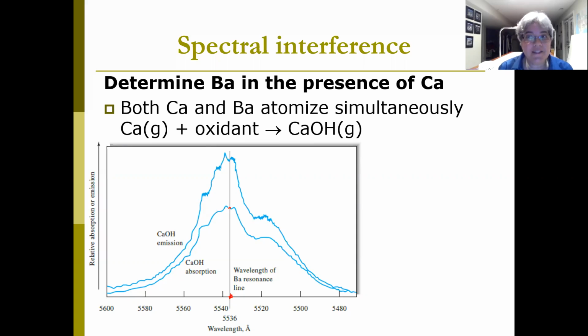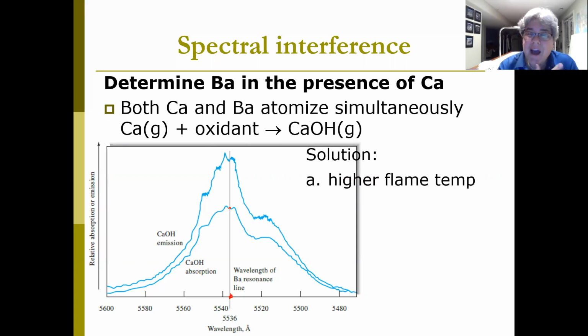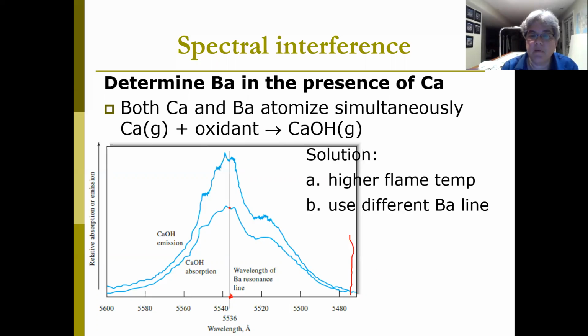So if you have this kind of interference, there are three things you can try. The first thing is try a higher flame temperature. Maybe you can make the calcium hydroxide break up so it's not there. Second thing, find a different barium line that is outside of this. If you can find a barium line over here where the calcium hydroxide doesn't absorb.